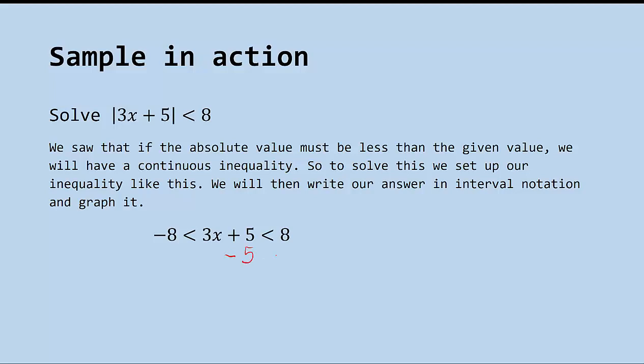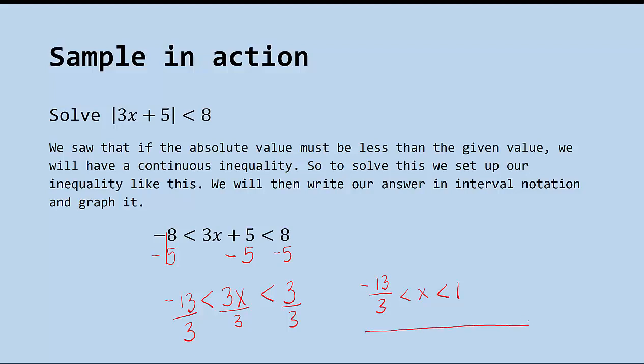Continuous inequalities allow us to simply combine the two. So to isolate the 3x, I'm going to subtract 5, but I'm going to do it to both ends, both sides of the inequality sign. Now I'm going to finish by dividing both sides by 3. And excuse me, now we have negative 13 thirds less than x less than 1. So that is our inequality notation.